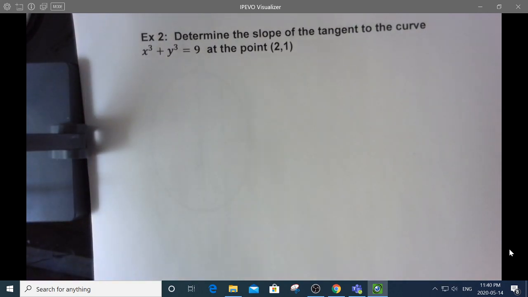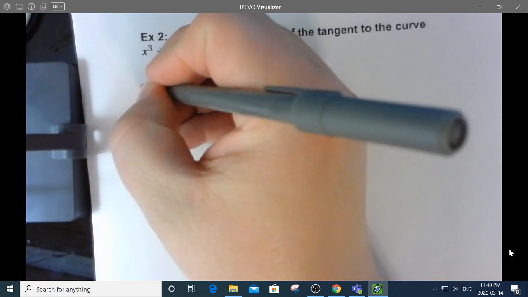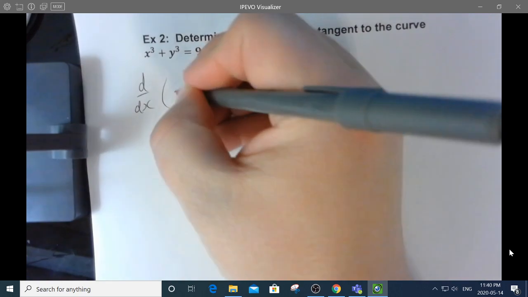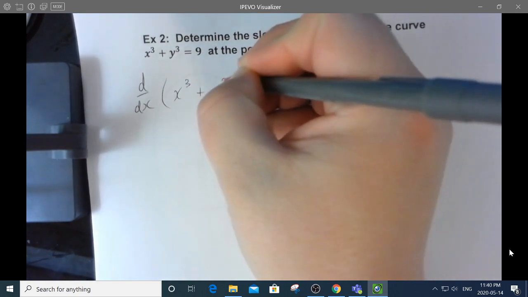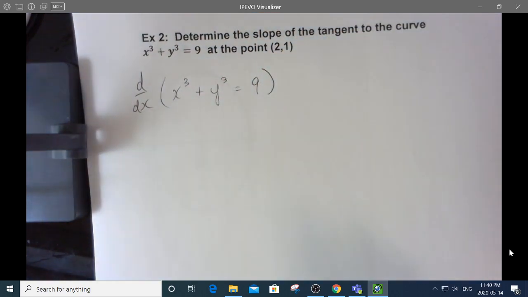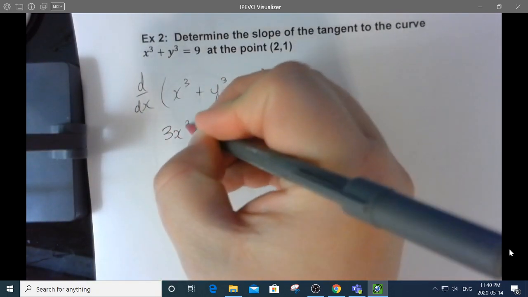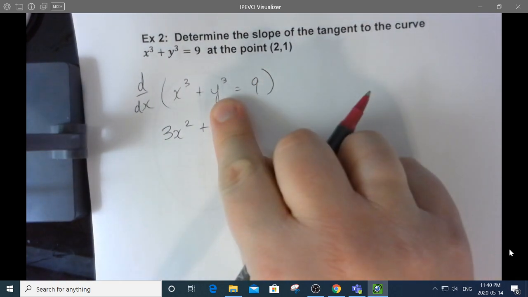All right, example 2: I would like to find the tangent to the curve at the point 2, 1. So again, the first thing I'm going to do is, in Leibniz notation, find the derivative of this entire equation. That means I want the derivative with respect to x of x cubed, which is easy. That's 3x squared. Now, this is chain rule, right?